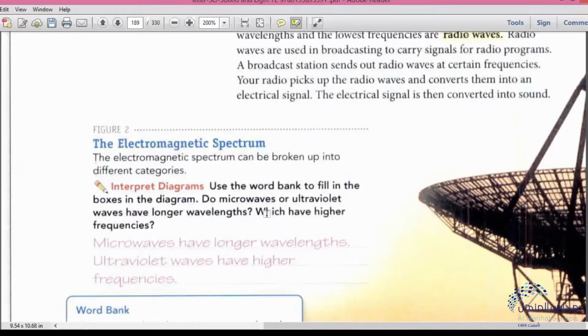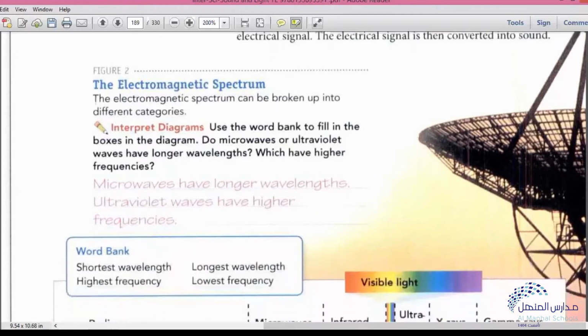If you want to answer such a question, you should first arrange them from left to right, starting with radio waves and ending with gamma rays. Then you know. Radio waves will have the longest wavelength but the lowest frequency, while gamma rays have the shortest wavelength while the highest frequency and energy. So microwaves have a longer wavelength than ultraviolet, because ultraviolet comes after radio waves, microwaves, infrared and visible light. Then you will find ultraviolet rays. So ultraviolet has higher frequency but shorter wavelength.